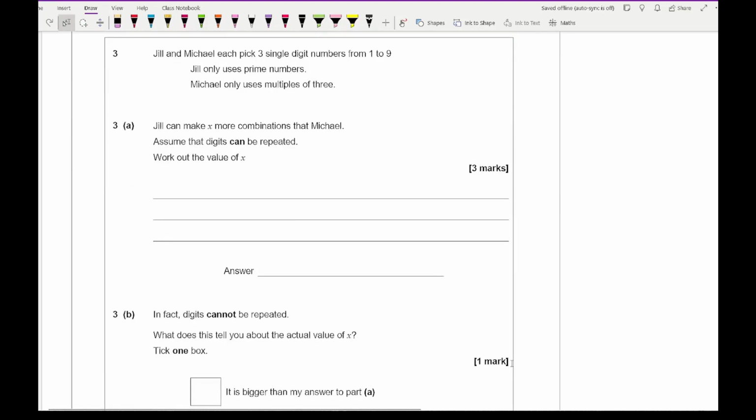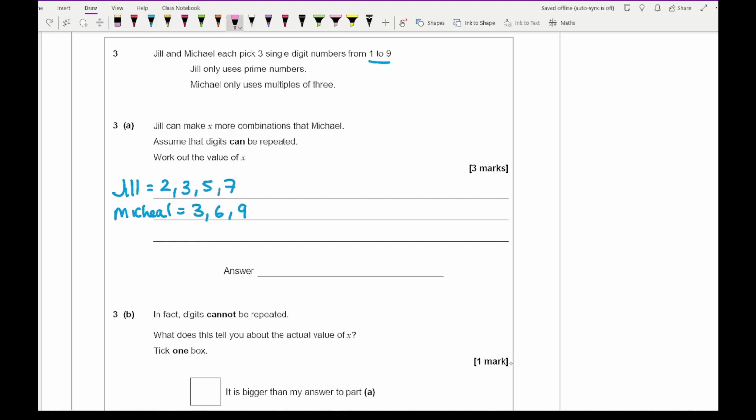Moving on to question 3, it says Jill and Michael each pick 3 single-digit numbers from 1 to 9. Jill only uses prime numbers and Michael only uses multiples of 3. Jill can make X more combinations than Michael. Assume that all digits can be repeated. Work out the value of X. So for this, what we need to do is first of all work out the number of options, the numbers that Jill can pick. Well, she's only using prime numbers between 1 and 9. So the prime numbers are 2, 3, 5 and 7, and for Michael he's only picking multiples of 3 between 1 and 9, so that's going to be 3, 6 and 9.